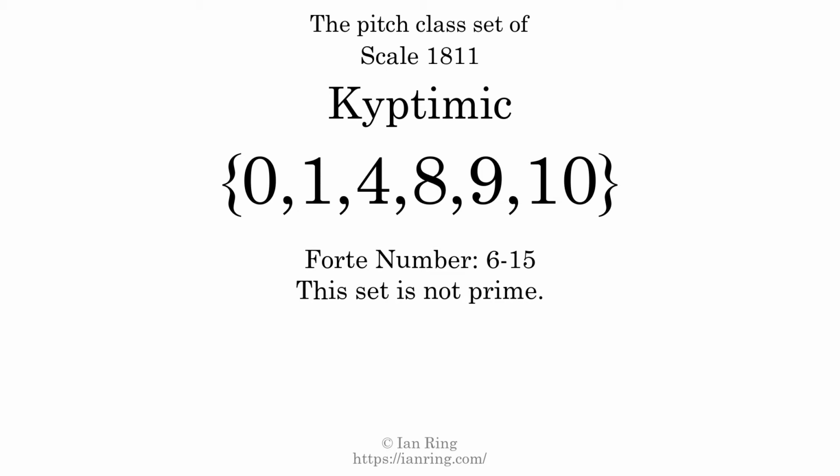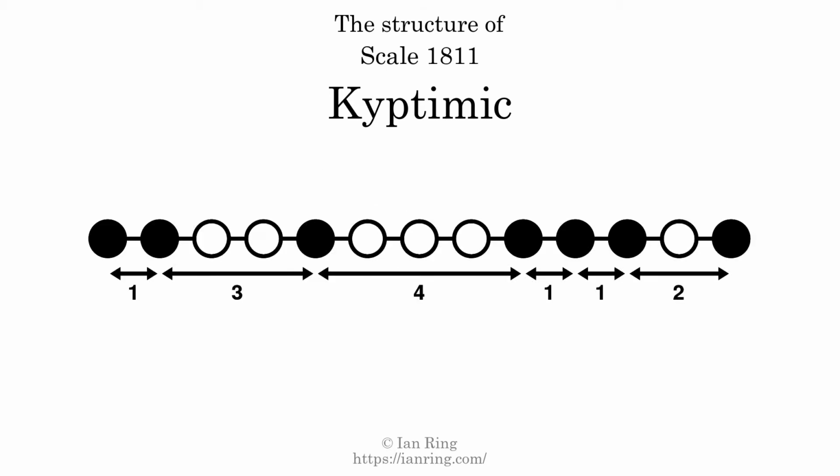The fault class is 6, 15. This set is not prime. The structure of a scale is a description of the interval distance between each successive tone. This scale has a structure of 1, 3, 4, 1, 1, 2.